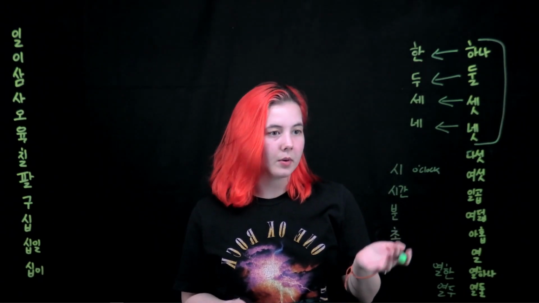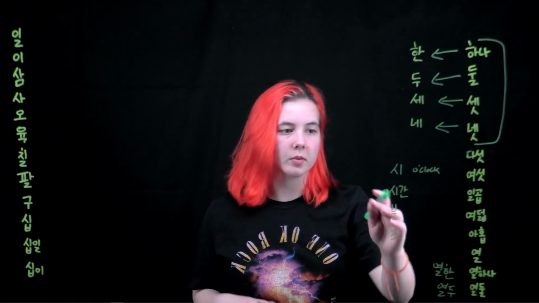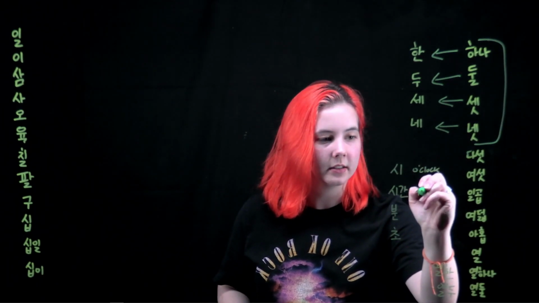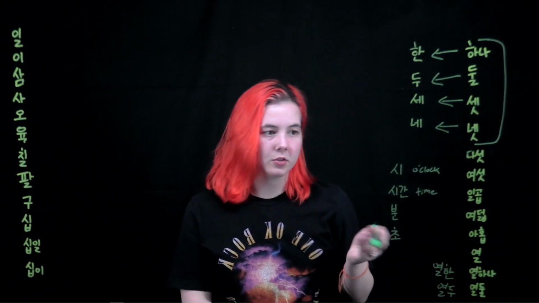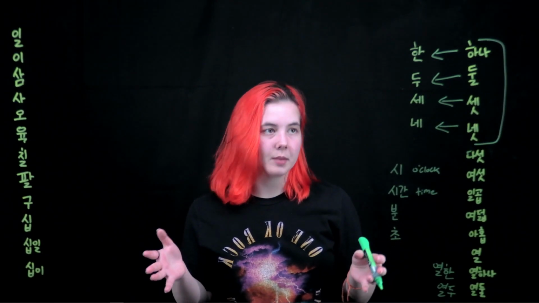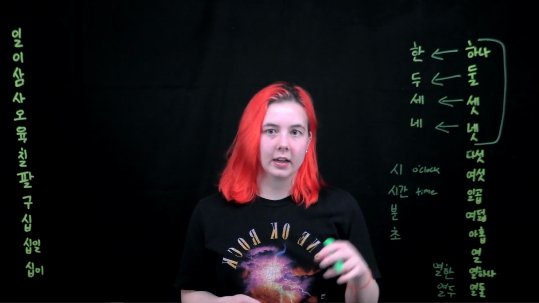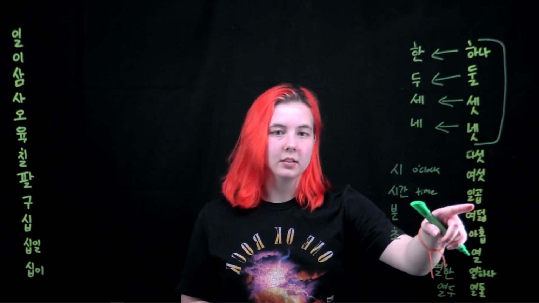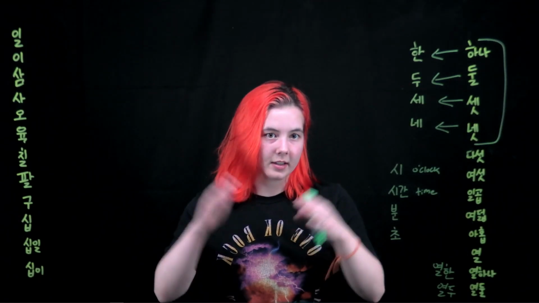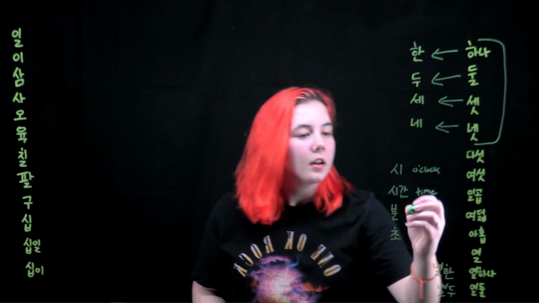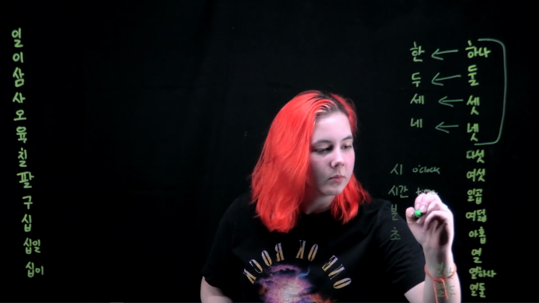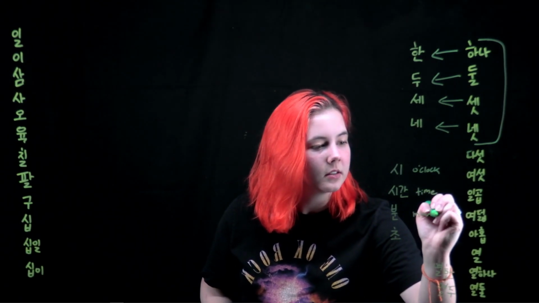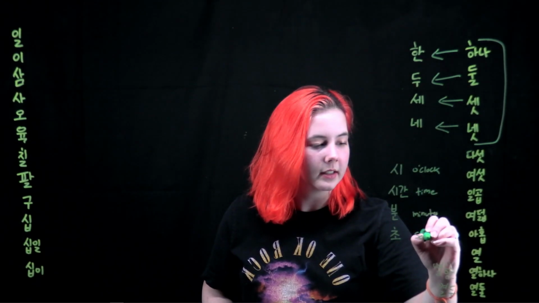If I want to talk about time just as a chunk, that's where we're going to use this word right here, 시간, which refers to time in general, but also like a length of time. So if I say 7시간, that just means 7 hours as that kind of chunk. Another word that we'll need to know is 분, which is minutes, and 초, seconds.